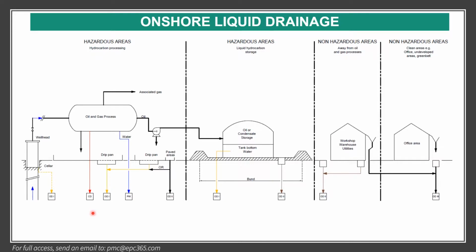In the following slides, I will show you different types of liquid drainage: closed drain and open drain, in hazardous areas, in process facilities or storage, and in non-hazardous areas like offices and the workshop, etc.